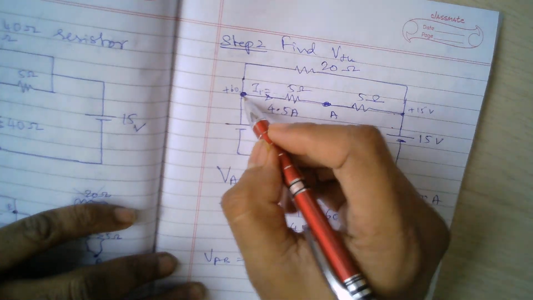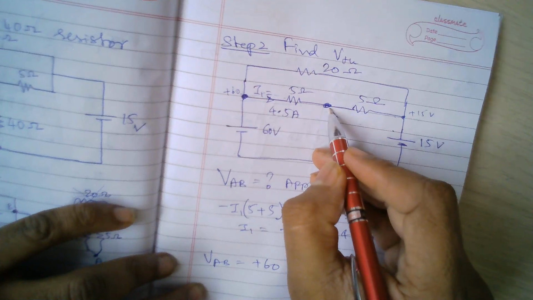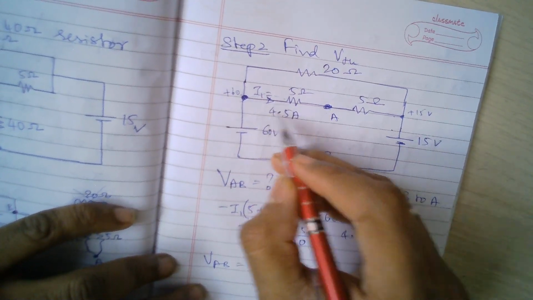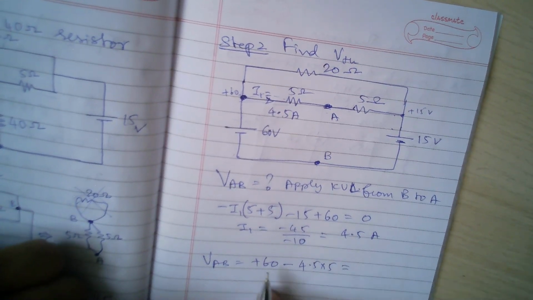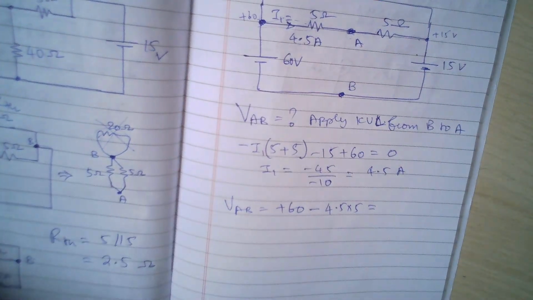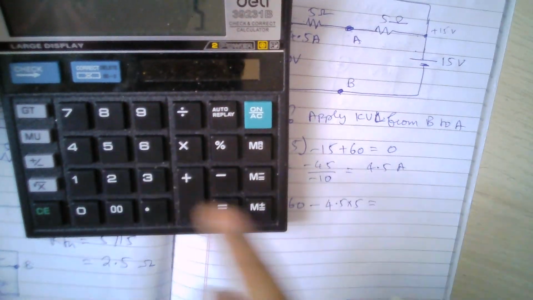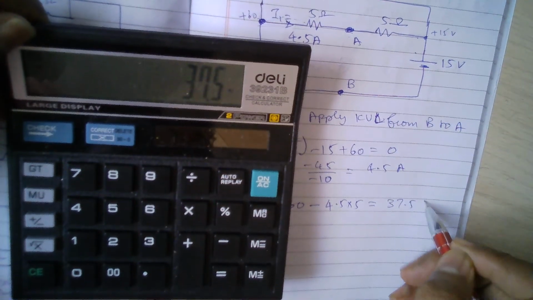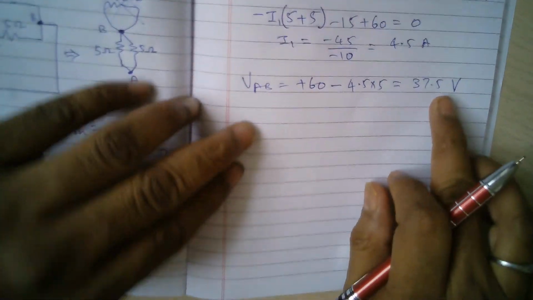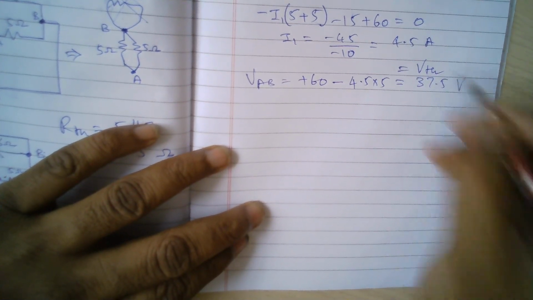Okay, so I reach this point. Then I am going in the same direction as the current. So this point is higher potential, this point is lower potential. My voltage is dropping, so minus 4.5 into 5. This will give me the VAB. 4.5 into 5 is 22.5. So 60 minus 22.5, I'll get 37.5 volts. So this 37.5 volts is actually my Thevenin's voltage, equal to VTH.